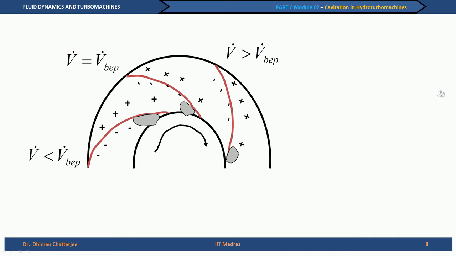And in this case, we see that when the volume flow rate is more than the volume flow rate at best efficiency point, because of the change in angle of incidence, or rather change in the sign of the angle of incidence, cavity structure appears on the other side, the so-called pressure surface.